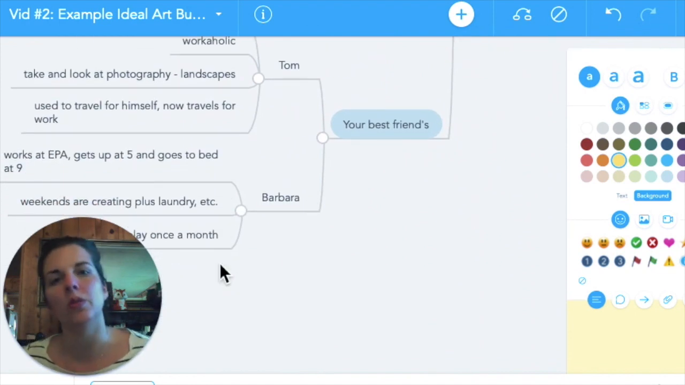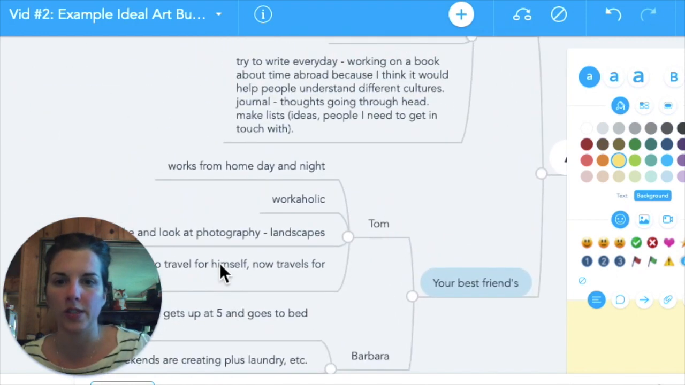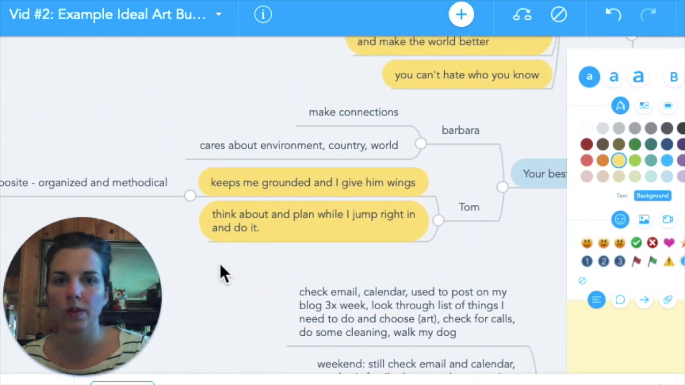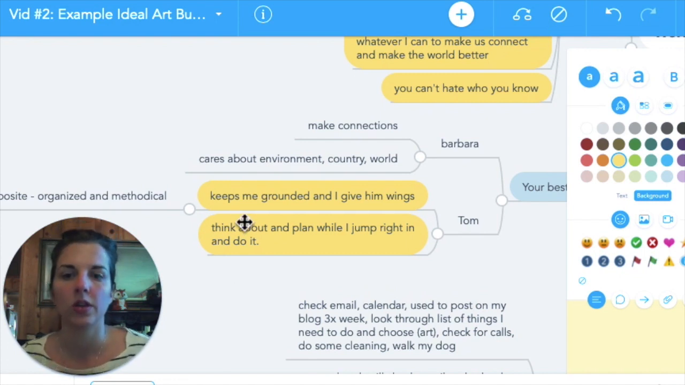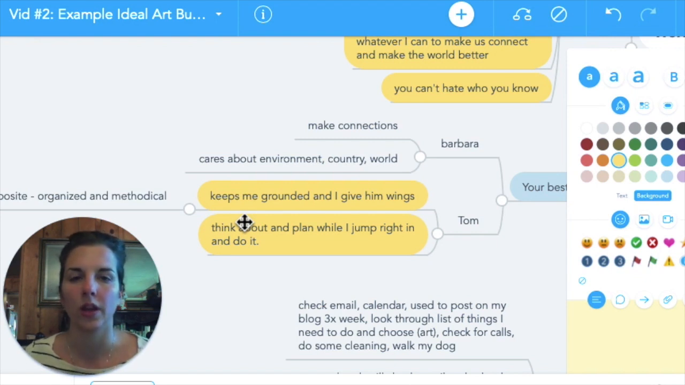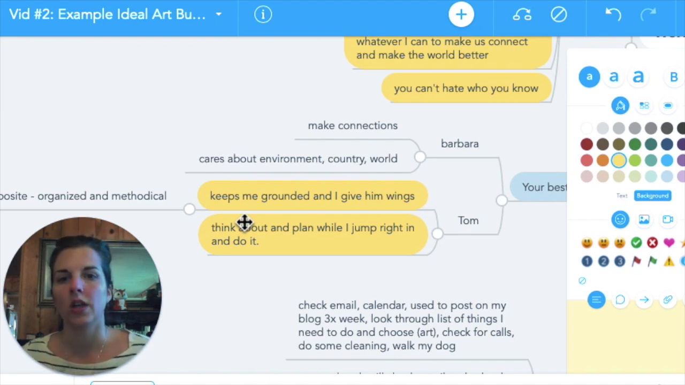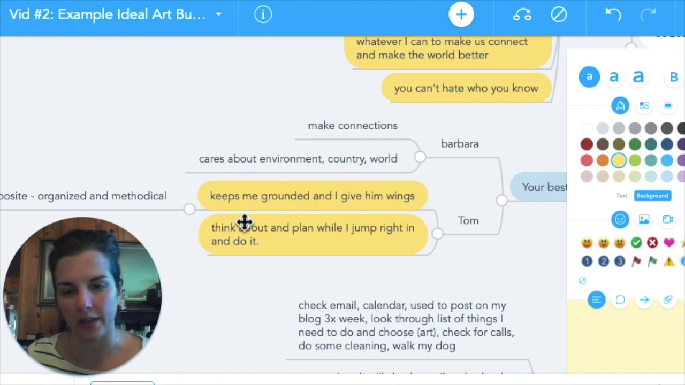Oftentimes, the people that you are attracted to will have opposing parts of their personality and your personality. For example, Karen's husband, in her words, keeps her grounded and she gives him wings. That was one of the big things that attracts them to each other. Another thing that attracts them to each other is he likes to think about it and plan, while she likes to jump right in and do it.